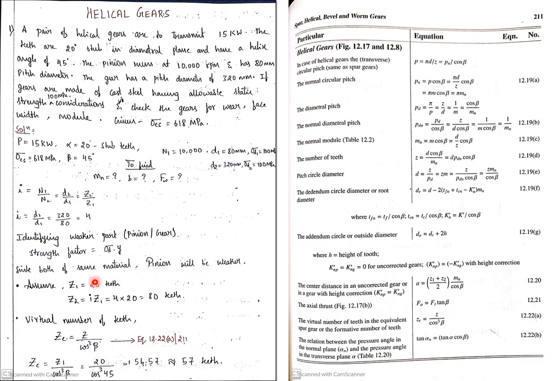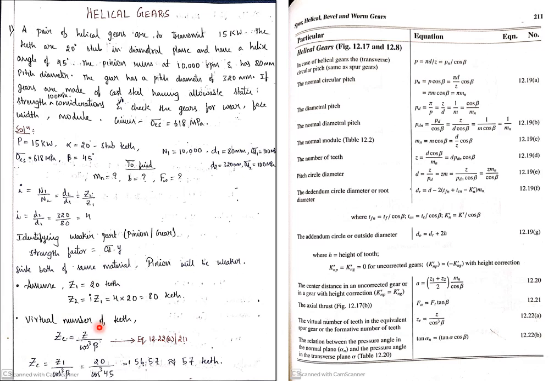Here, the number of teeth on either the pinion or the gear is not mentioned, so we shall assume the number of teeth on the pinion will be 20. We know the velocity ratio is 4. If you multiply, the number of teeth on the gear will be 80. z1 is 20, z2 is 80. We just assume 20 as a standard number of teeth on the pinion.